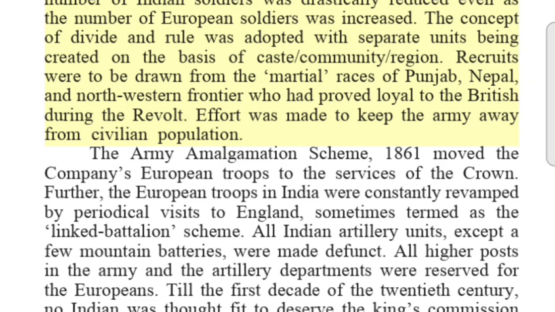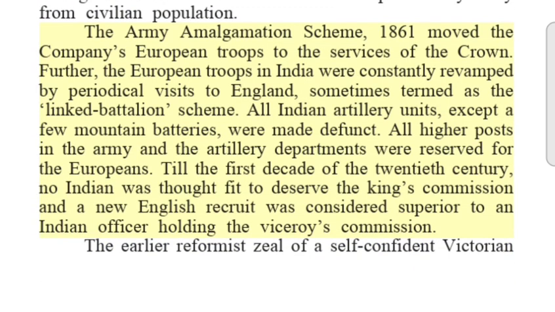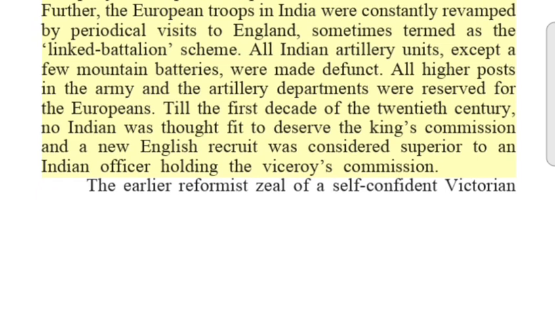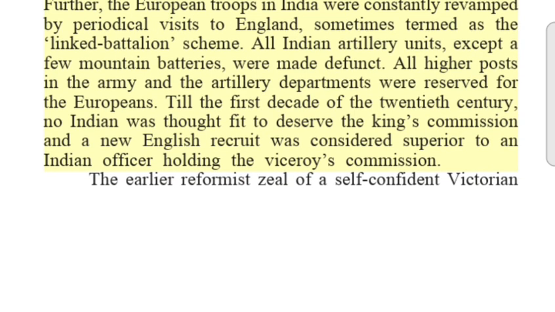Recruits were to be drawn from the martial races of Punjab, Nepal, and northwestern frontier who had proved loyal to the British during the revolt. Effort was made to keep the army away from the civilian population. The Army Amalgamation Scheme, 1861, moved the company's European troops to the services of the Crown. Further, the European troops in India were constantly revamped by periodical visits to England, sometimes termed as the Linked Battalion scheme. All Indian artillery units, except a few mountain batteries, were made defunct.